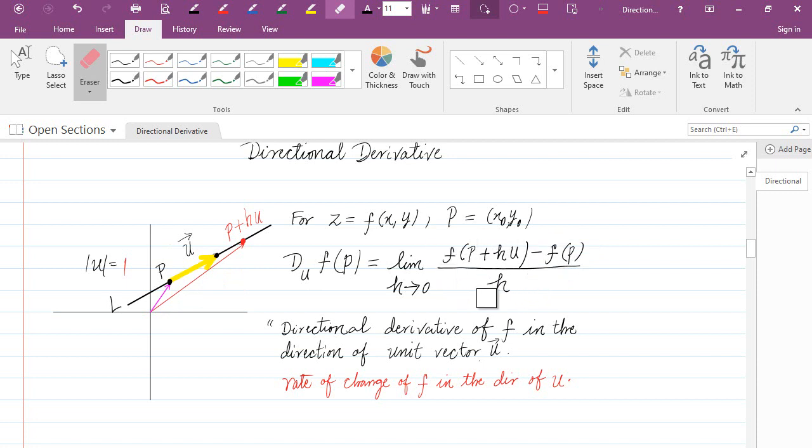So we can interpret this limit as the rate of change of f as we change the input along the line L in the direction of u. So this directional derivative of f in the direction of u at the point P gives us the rate of change of f, the instantaneous rate of change of f at the point P in the direction of the vector u.